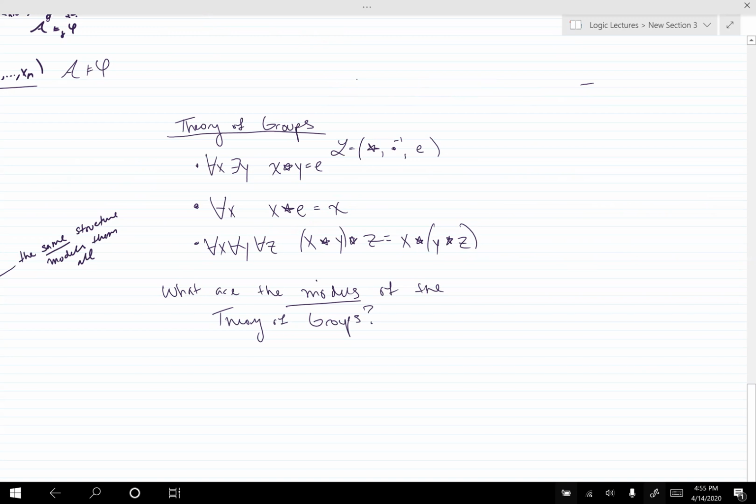So, the theory of groups, these three axioms, right? I am going to label it like this. It's, I think, pretty clear that the theory of groups is contained in the theory of abelian groups, because for abelian groups, all we need to do is add another sentence. So I can compare in that way.